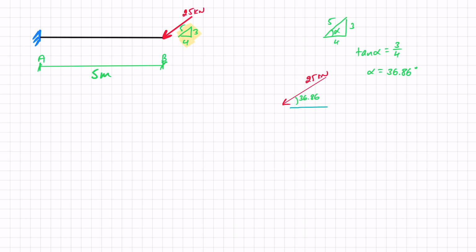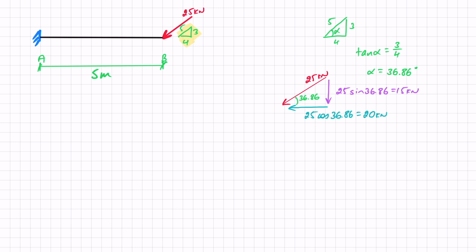I want to figure out what my x component is, and I also want to figure out what my y component is. So my y component is going to be 25 sine alpha, or sine 36.86, and that works out as 15 kilonewtons. In terms of my x component, it's going to be 25 cos the angle, cos 36.86, which works out as 20 kilonewtons.